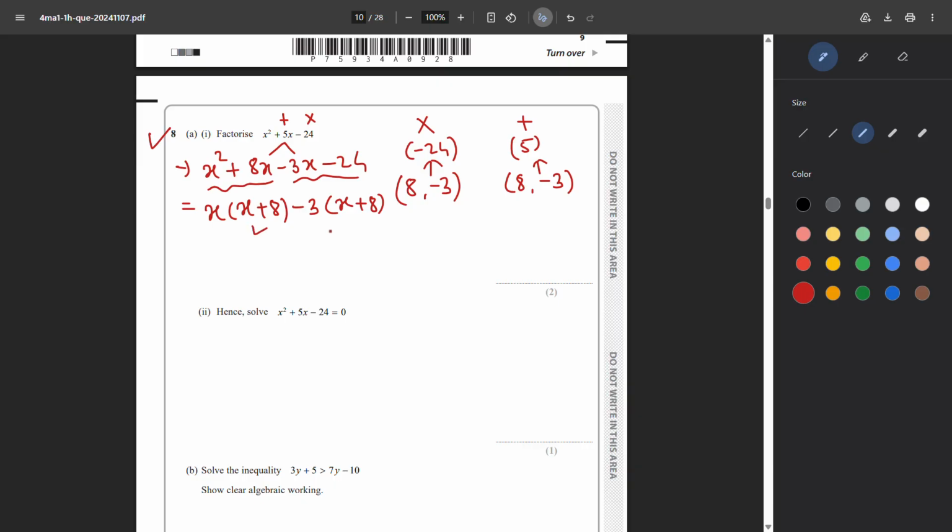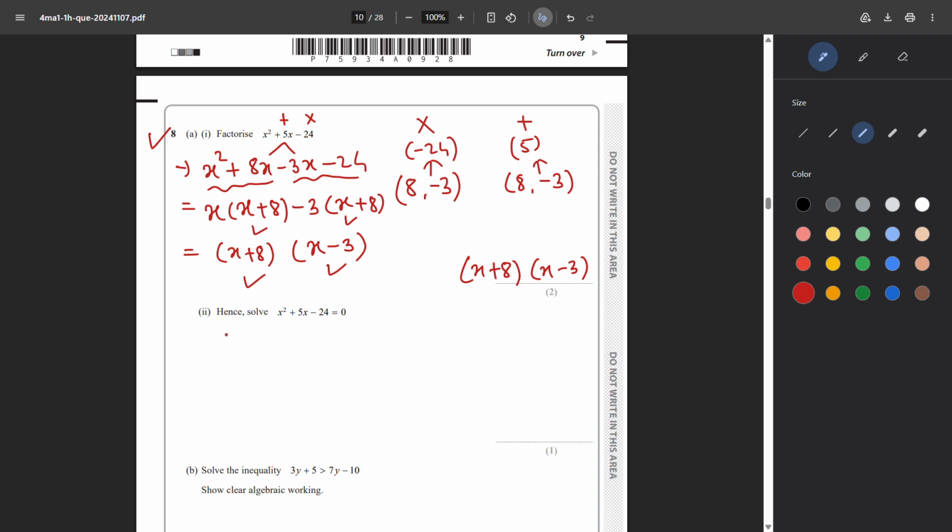Now you can see here again that x plus 8 is common, right? So I'm taking x plus 8 common from these two parts, so in the bracket you will get x from the first half and minus 3 from the second half. So the factors of the given quadratic equation are x plus 8 and x minus 3. Always remember you have to show every step of how to find the factors. To find the factors of every quadratic equation you have to show it in this way only.